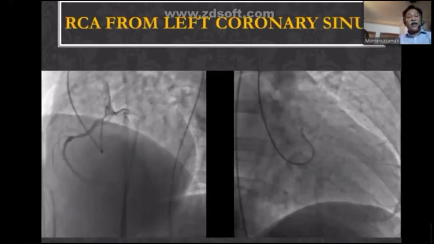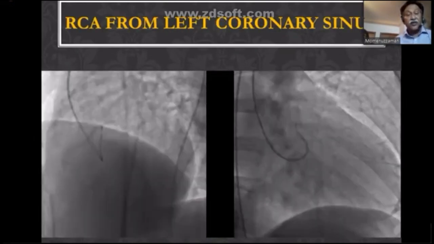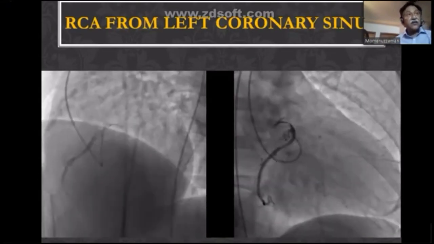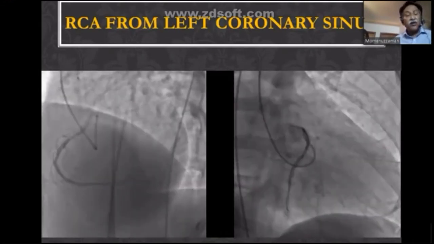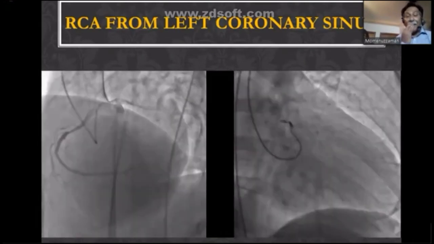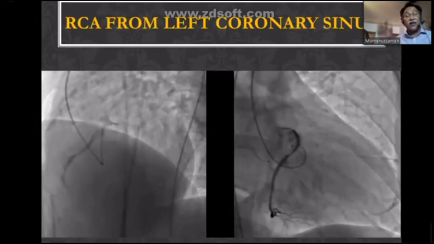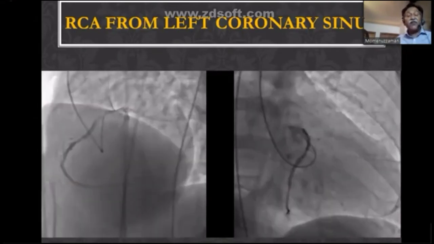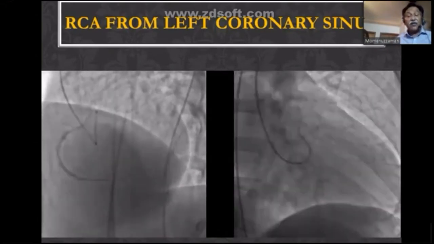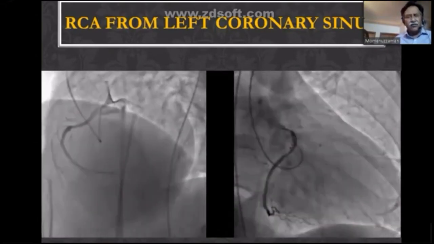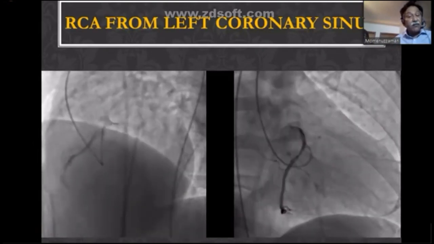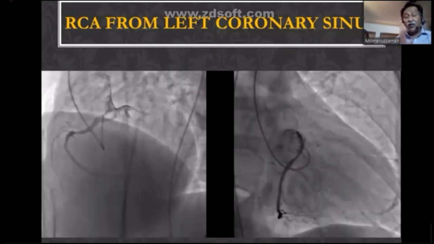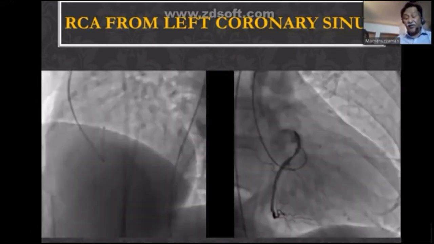Sometimes, in a common anomalous origin, the right coronary arises from the left coronary sinus. Here the Judkins right will not cannulate the coronary artery because it has arisen from the left. So in this case, you need another catheter. Mostly it can be fitted with an AL plus catheter, or sometimes a multipurpose, or sometimes a Tiger catheter. You can hook the right coronary artery.